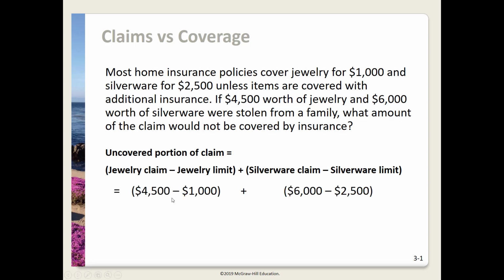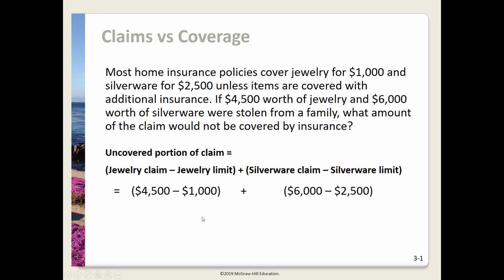So what we first want to do is pull out the information from the story. The value of the jewelry was $4,500. Our coverage or our limit was $1,000. The silverware claim, or the amount that was stolen, was $6,000, and the silverware limit is $2,500. Now you'll notice that the formula language versus the story language are not exact, because in the real world, we don't all talk in the same exact language. Rather, we have to understand the difference between a claim and a limit. In real life, when we're experiencing something, we should understand the concepts that it relates to.